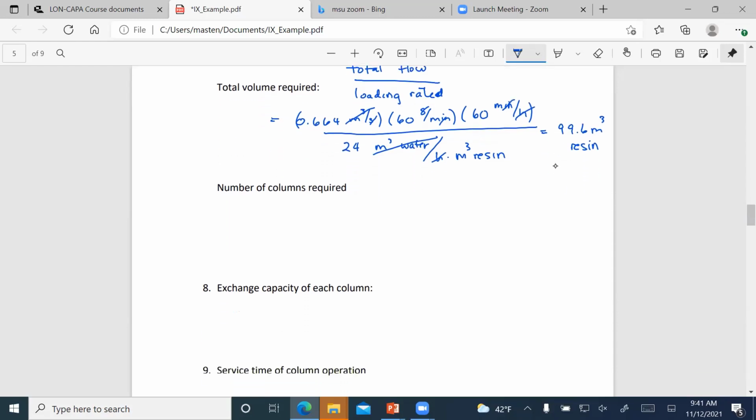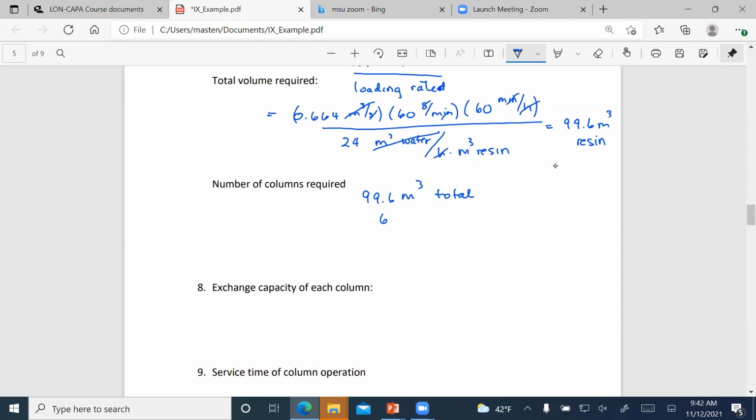The number of columns needed, we've got 99.6 meters cubed total. We'll divide that by 6.36 meters cubed per column, and that is equal to 15.7 columns. So how many columns will we use? Exactly, 16. Good.